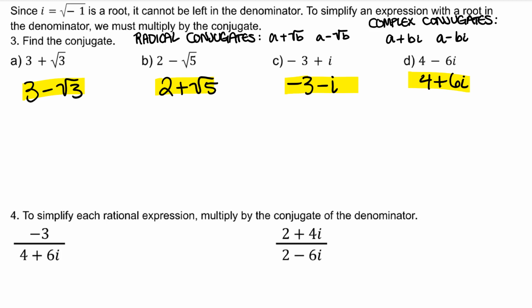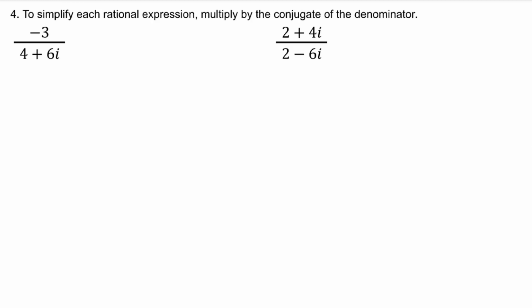And here are your conjugates. To simplify each rational expression, multiply by the conjugate of the denominator. If you're going to multiply an expression, though, you cannot multiply an expression without completely changing and ruining the problem, unless you're multiplying by 1. Multiplying by 1 doesn't change an expression. It just gives you an equivalent expression. So we can multiply by 1, or we can multiply by a special form of the number 1.